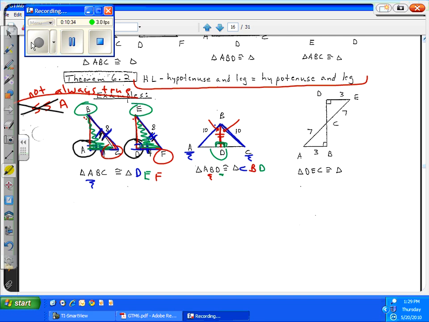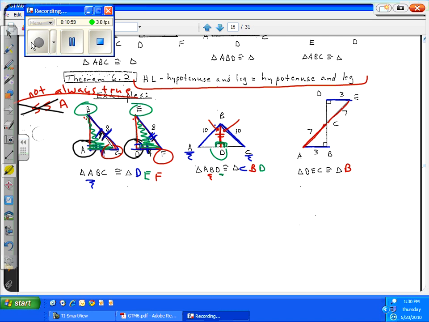We have two right triangles in the next picture. We have this leg equal to this leg. We have the hypotenuse here equal to the hypotenuse there. Remember that the hypotenuse is the one across from the right angle. So we have the hypotenuse and leg of one right triangle is equal to the hypotenuse and leg of another.